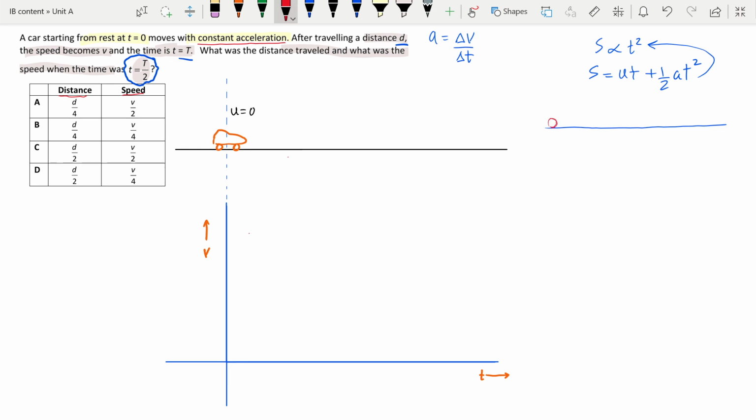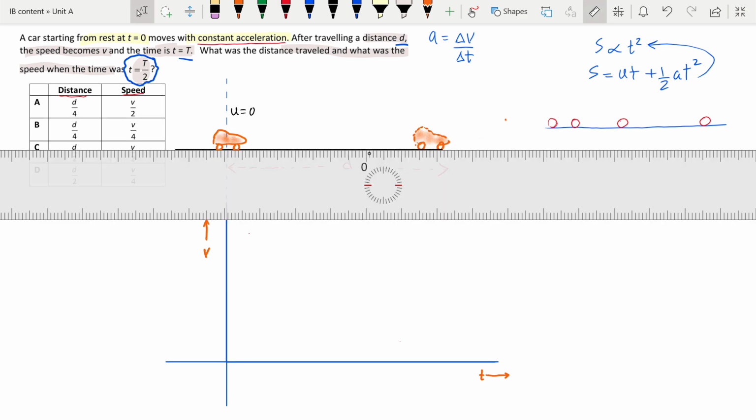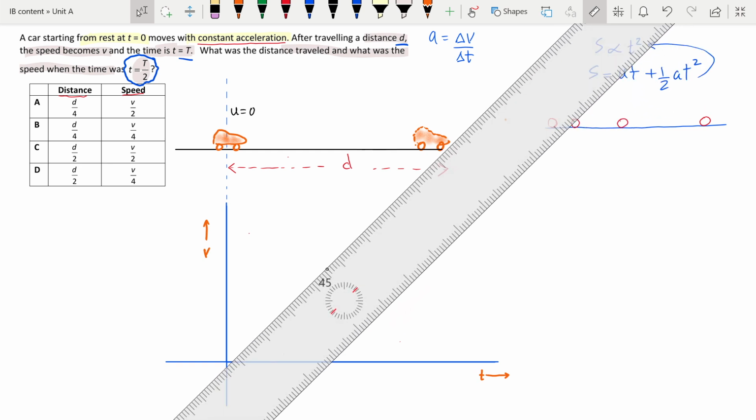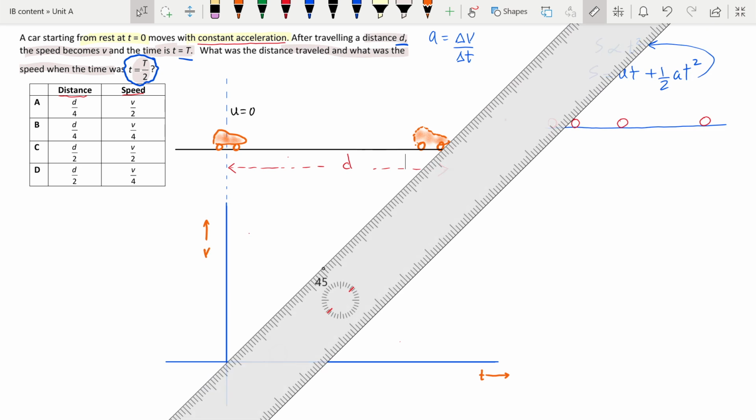If the object is here in the next second, in the next second it will be there, and in the next second it will be there, so you see the distance is continuously increasing. So let's say after the time t it reached this position whose displacement is d. With the help of SUVAT equations, we can find out the speed and distance at time t by 2. So the graph for this motion of the car must be a straight line as I'm drawing right now. It must start from 0 because it was initially at rest.